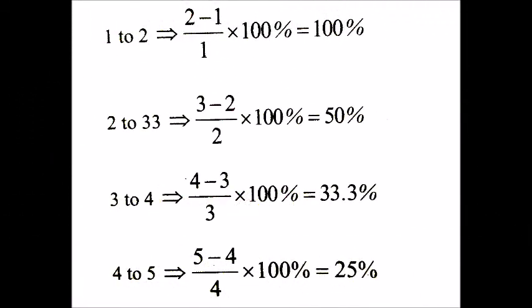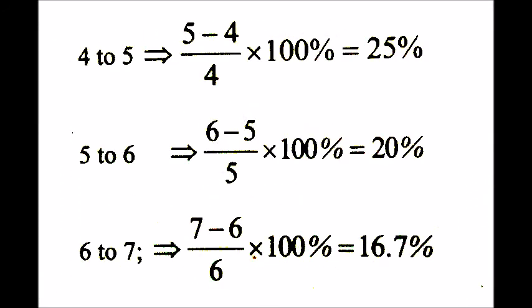Then from 2 to 3, it is 3 minus 2 divided by 2 times 100. That's 50%. Then from 3 to 4, 4 minus 3 divided by 3 times 100 is 33.3%. Then 4 to 5, 5 minus 4 divided by 4 times 100% is equal to 25%. 5 to 6, we have 6 minus 5 divided by 5 times 100 is 20%. Then from 6 to 7, we have 7 minus 6 divided by 6 times 100% is equal to 16.7%.